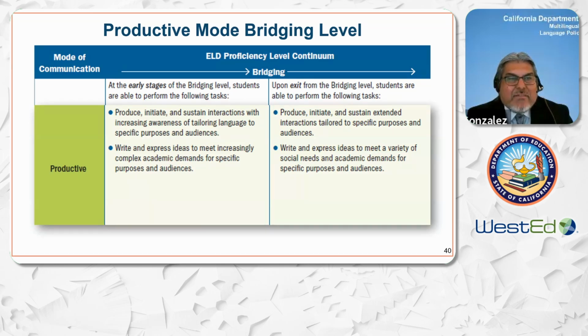Upon exit from the bridging level, EL students are able to produce, initiate, and sustain extended interactions tailored to specific purposes and audiences. They are also able to write and express ideas to meet a variety of social needs and academic demands for specific purposes and audiences.